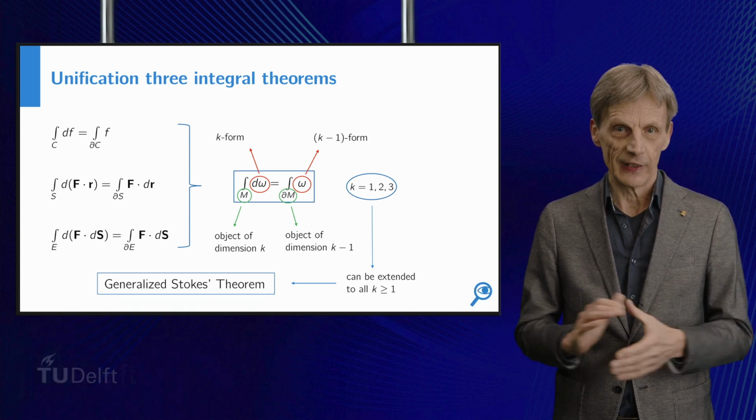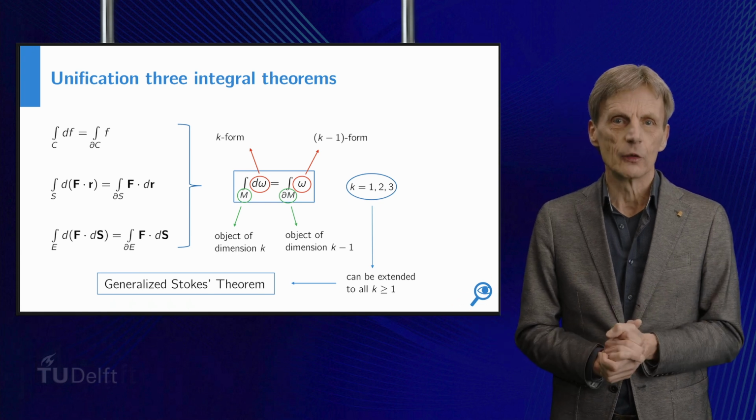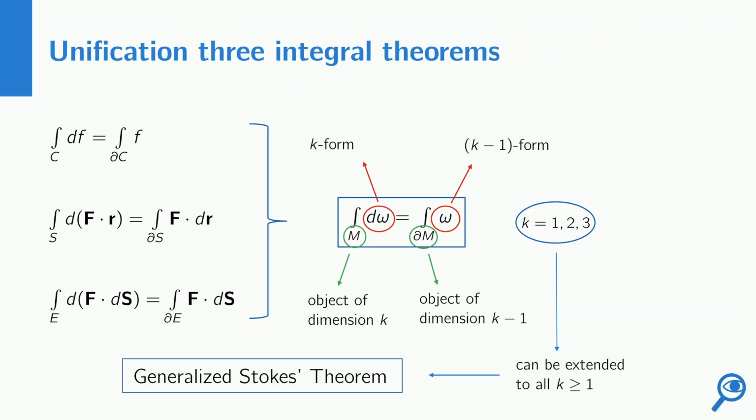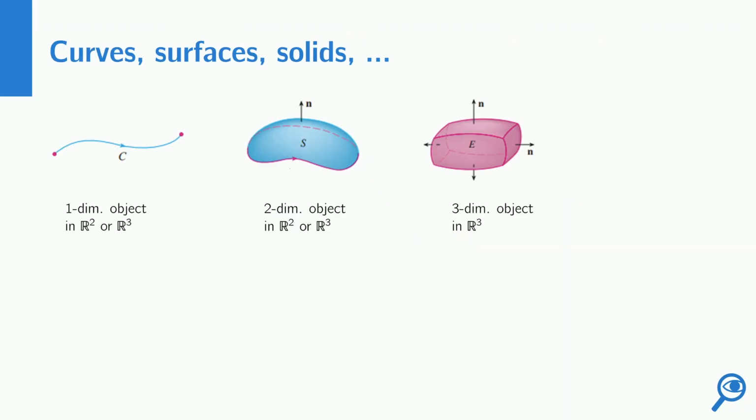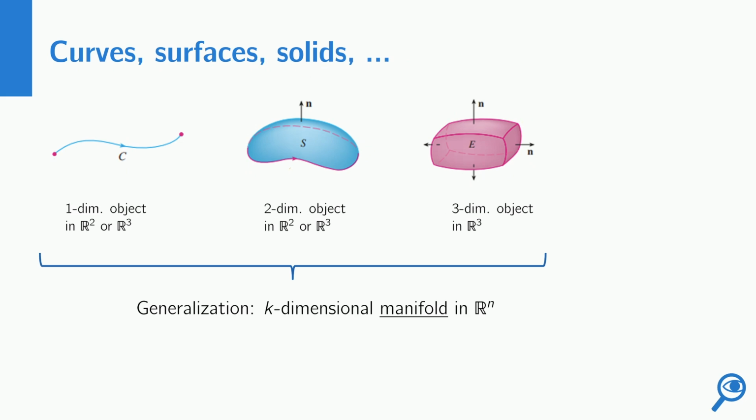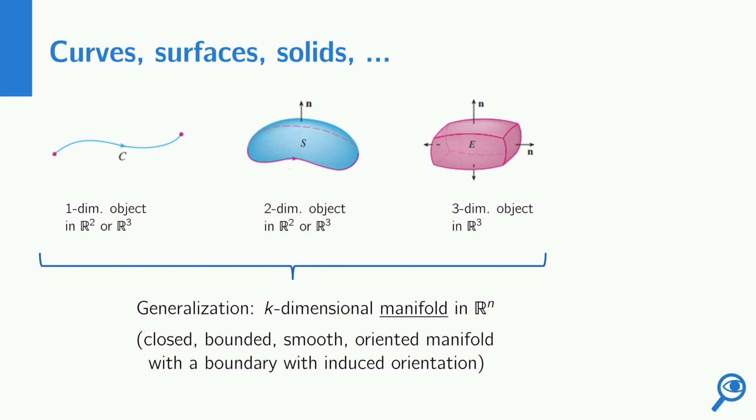What can we say about M in a general setting? What kind of object should it be? Which properties should it have? The three objects C, S and E are 1, 2 and 3-dimensional objects contained in R2 or R3. These objects are special cases of what in general is called a k-dimensional manifold in Rn. I won't go into the general definition of a manifold here. Okay, so C, S and E are manifolds. More specifically, they are closed, bounded, smooth and oriented manifolds with a boundary with induced orientation.